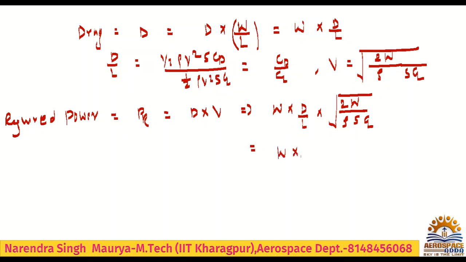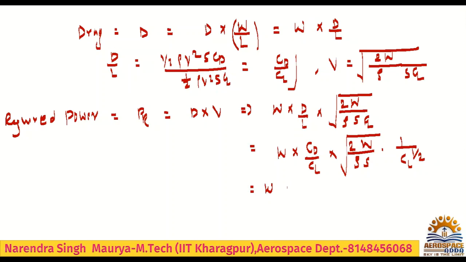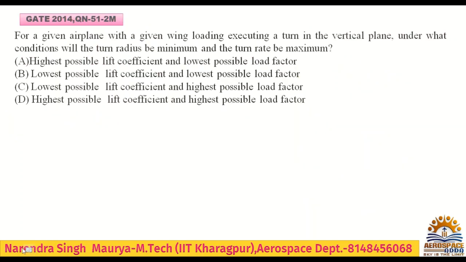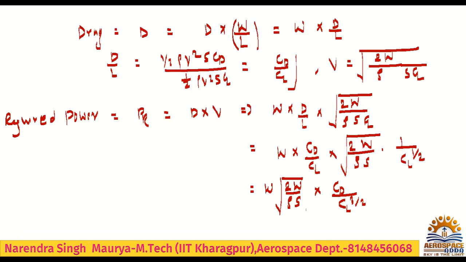W into d by L, you can write CD by CL. Just now I have proved here, CD by CL, 2W by rho s into 1 by CL to power 1 by 2. CL I have taken outside. This is nothing but W, okay, 2W by rho s into CD by CL to power 3 by 2. Yes.